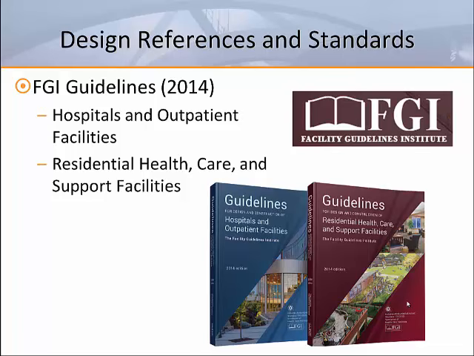The current version of the guidelines is the 2014 edition and has been split into two separate documents for this release. They've split them into one book for hospitals and outpatient facilities and the other book for residential and support facilities. This edition has new definitions for invasive procedures, semi-restricted areas, restricted areas, procedure rooms, and operating rooms, which are the basis for major changes regarding the differentiation between operating rooms and procedure rooms.